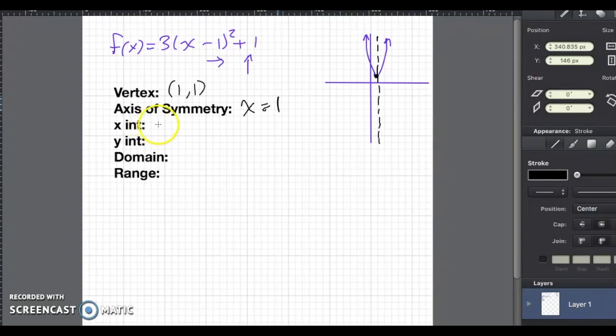Next, the x-intercept. So that's going to be a little bit harder. Oh, no, it's not. Just kidding. X-intercept. We look at the graph, right? How many times does this graph cross the x-axis? Well, none, right? So in this case, I'm going to have none.